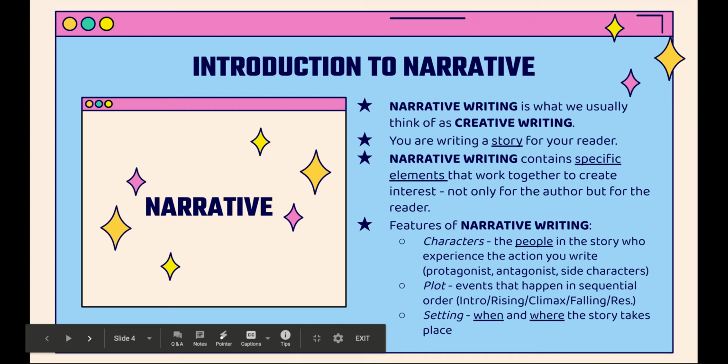So you can see they are characters, so the people that are acting out the events in the story, the plot, which is the events that happen in the story, and the setting, which is a description of when and where the story takes place.